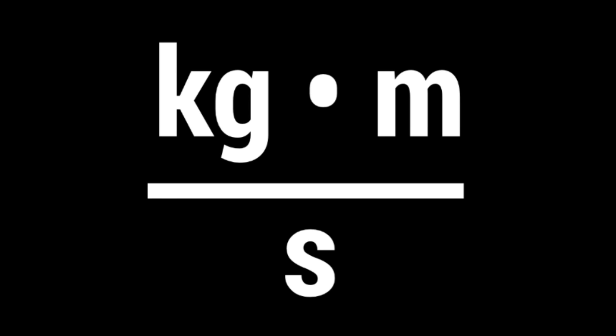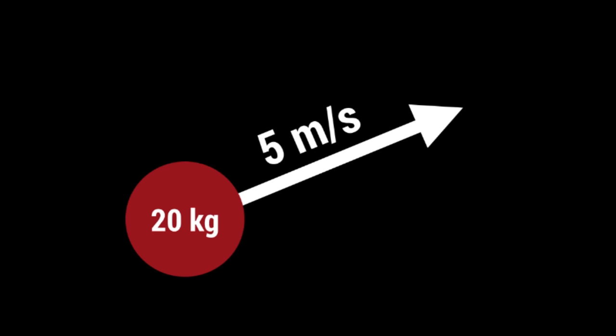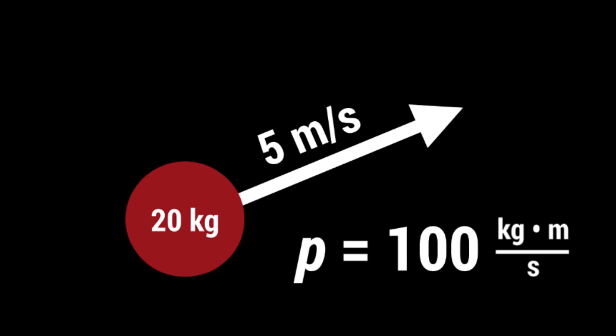So to recap how to calculate linear momentum, suppose we had an object with a mass of 20 kilograms and that object is moving at a speed of 5 meters per second. The momentum is simply 20 times 5, which is 100 kilogram meters per second.